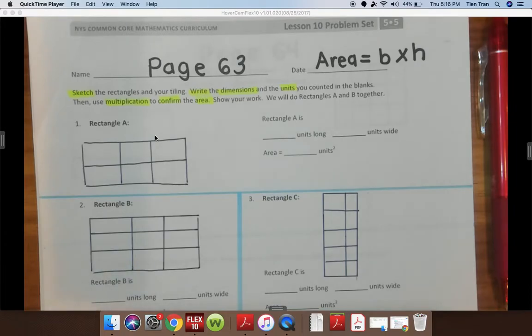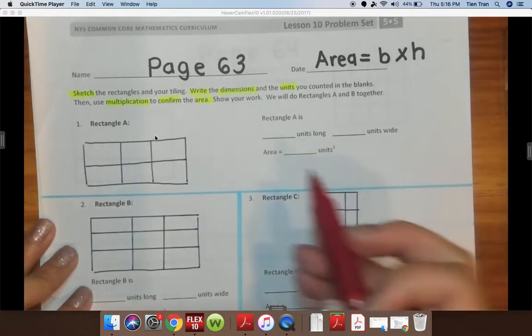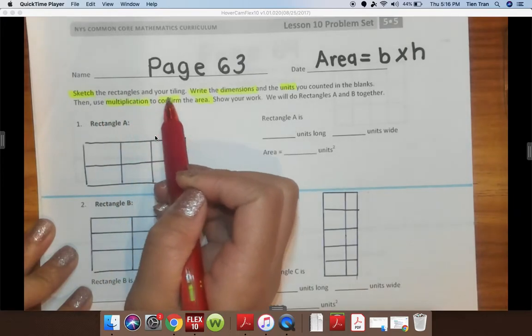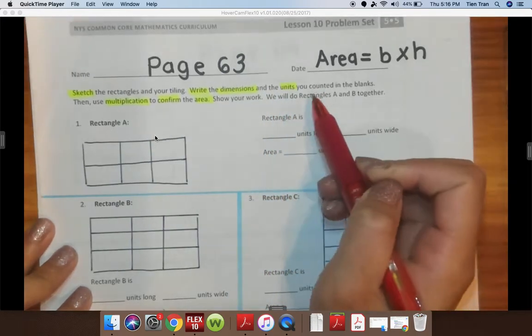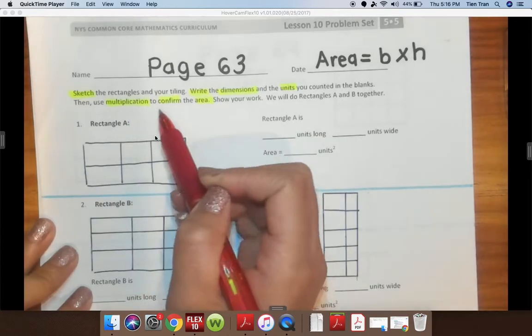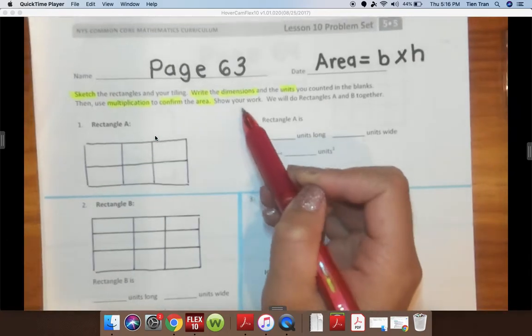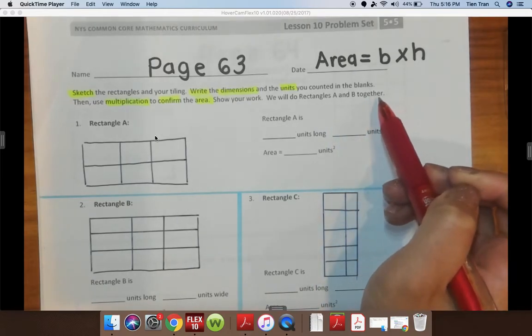Okay, so with problem 1, it says right here, sketch the rectangles and your tiling. Write the dimensions and the units you counted in the blanks. Then use multiplication to confirm the area. Show your work. We will do rectangle A and B together.